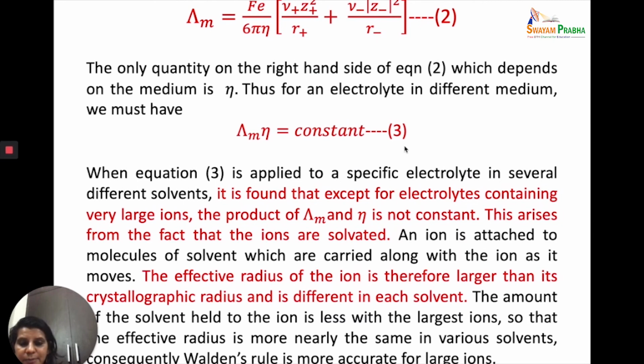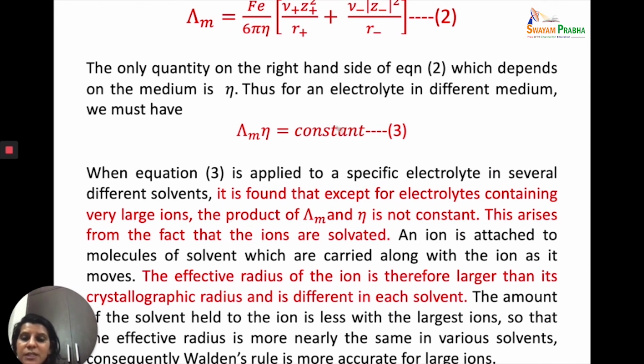So why is that exception there? Why is it only followed for electrolytes which have large ions and not for small ions? Because we've already studied that when you put the ions in solution, they get solvated. Now when ions are solvated, their crystallographic radius is not equal to the effective radius. We are using the crystallographic radius, but what the ions in the solution are actually experiencing is the effective radius. So this does not come out to be true.